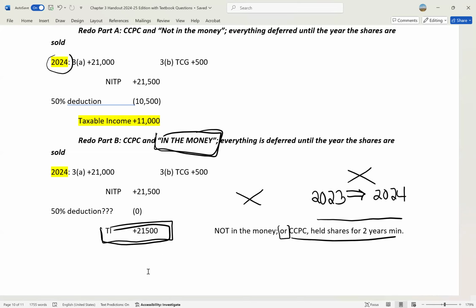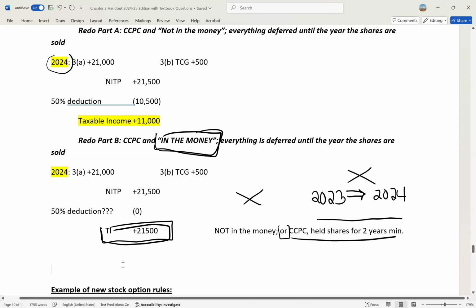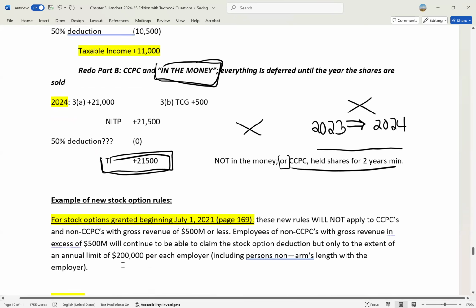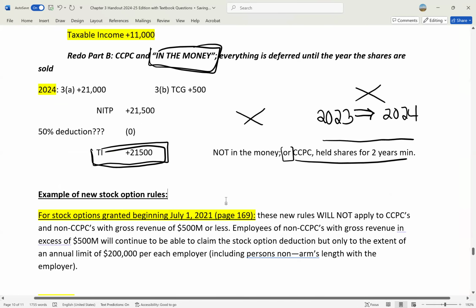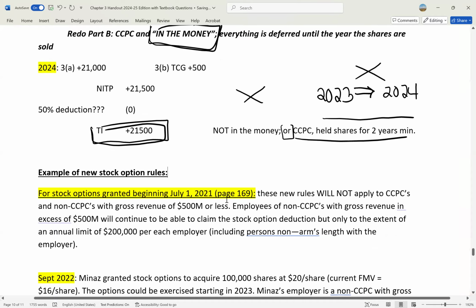The one thing that I want to talk about on the last part of this handout is those new stock option rules. This is sort of what I cut and paste from earlier. This is talked about on page 169 of your textbook. And these are for stock options that are granted beginning July 1st, 2021. There's sort of been a lot of Canadians not happy with these stock option rules.